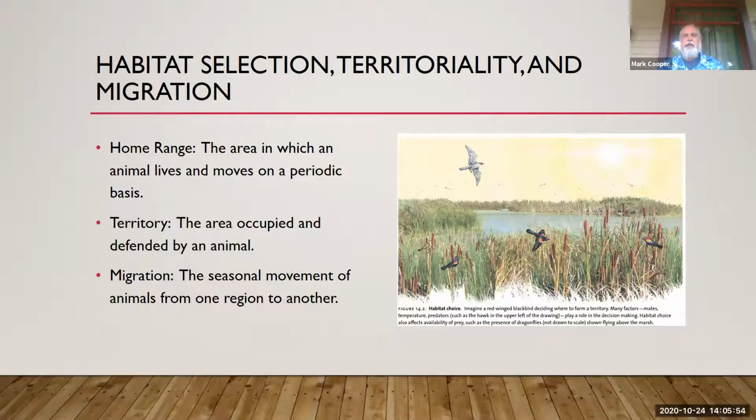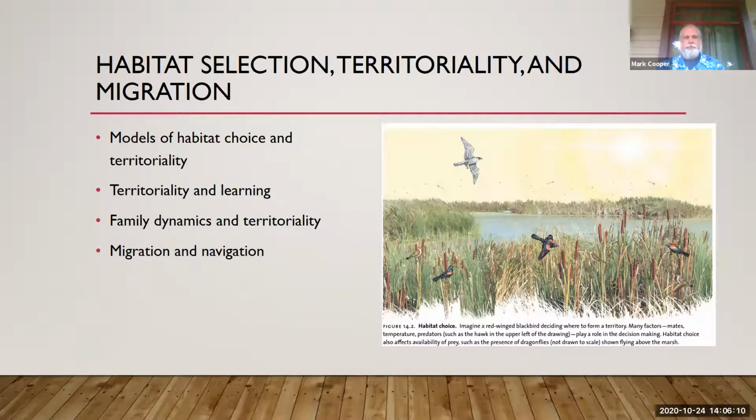And then migration is leaving an area to go to another area throughout the year, depending on some kind of circumstances, which we'll talk about later. So what we want to do is start with some of the questions. We want to look at some of the models of habitat choice and territoriality. Why are groups picking certain areas? We want to talk about learning, how they learn within those territories, family dynamics, what might affect how they pick areas, and then migration and navigation on the back end.